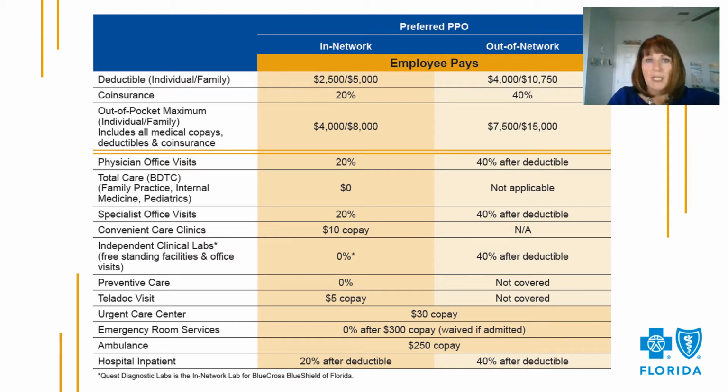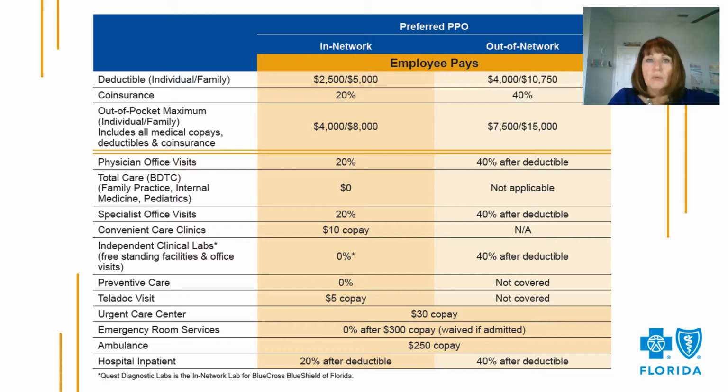The preferred plan offers an individual deductible of $2,500 or a family deductible of $5,000. The cost share or coinsurance under this plan is 20%. The out-of-pocket maximum is $4,000 for an individual and $8,000 for a family. This is the maximum amount that you would pay for covered services during the plan year.